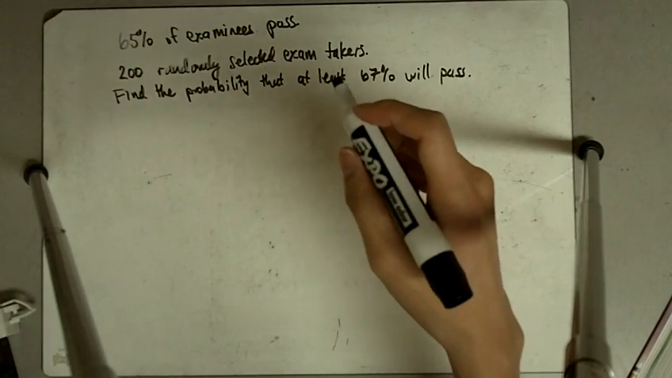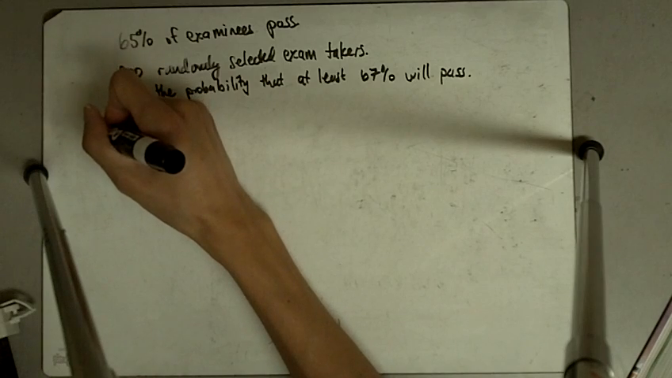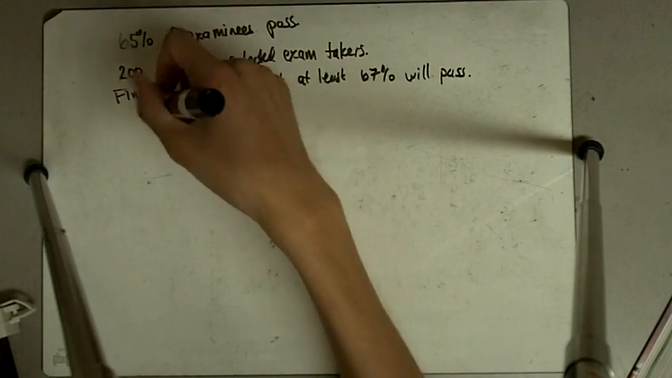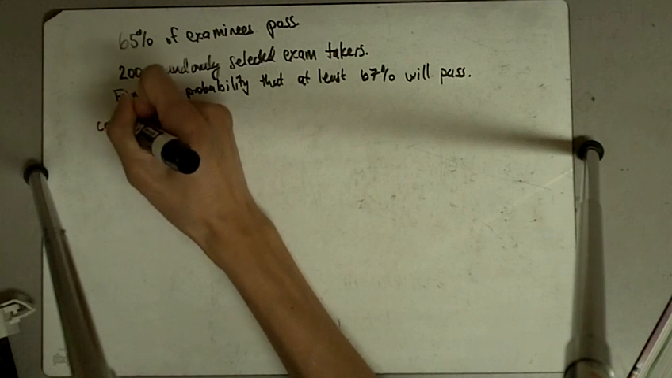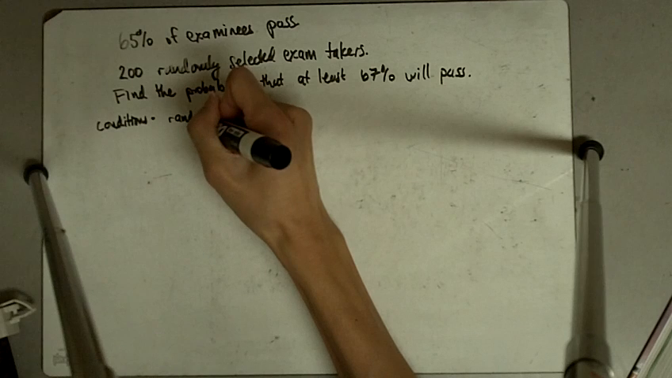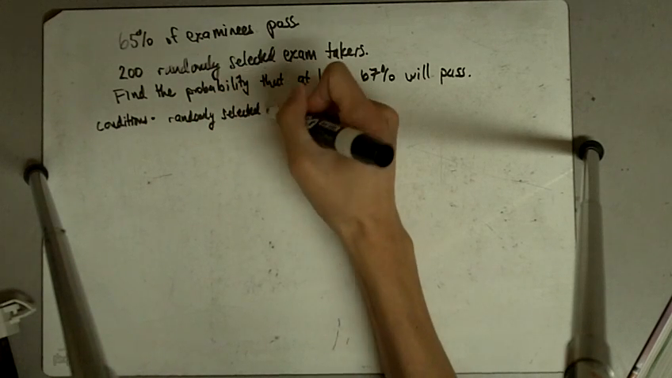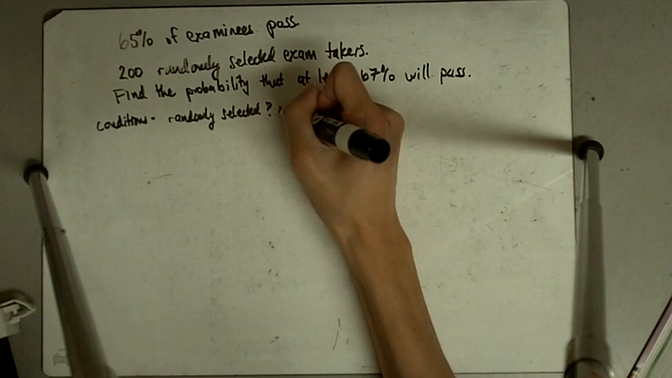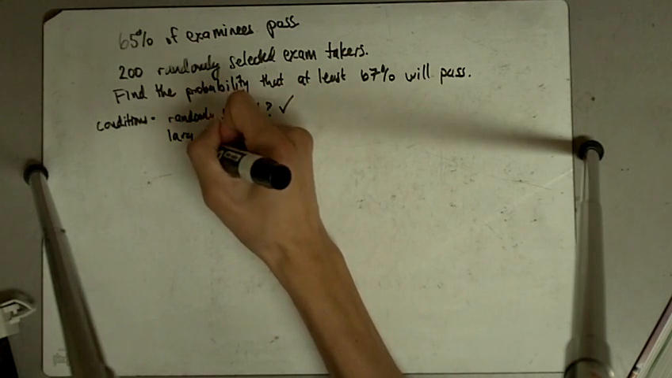Let's check our conditions, because we want to use the normal model. We want to check: were the people randomly selected? Are they independent and random? Yes. Is our sample large?